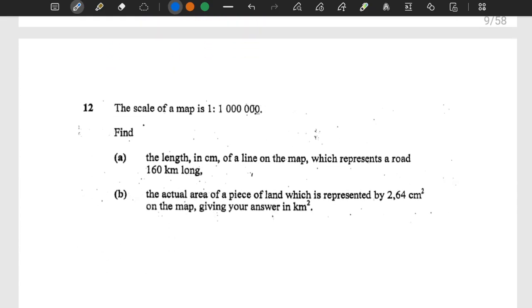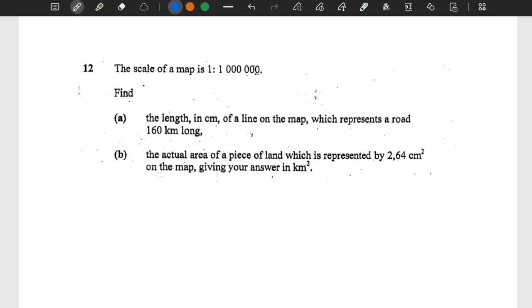Okay, great. The next question says, the scale of a map is 1:1,000,000. Find the length in centimeters of a line on the map which represents a road of 160 kilometers. So we have map is to real. So we have 1:1,000,000, so centimeters. What about when we have 160 kilometers? That's what we're trying to find, right?